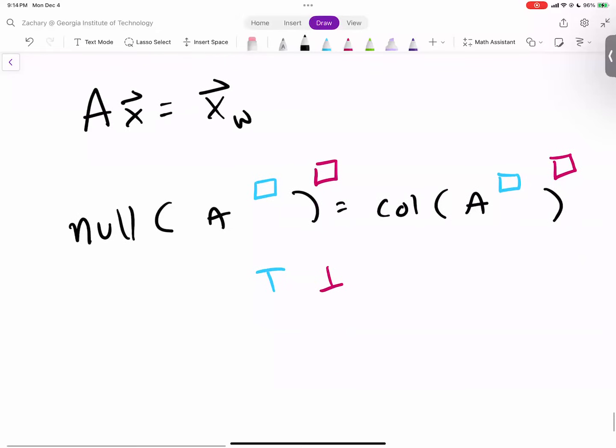So for example, if the T was here, then I would say the null space of A transpose is equal to the column space of what? The column space of A perp. That's how they would have to fit. Does that kind of make sense? You've seen this again as a set of 4 equations. I'm combining it all into one equation.